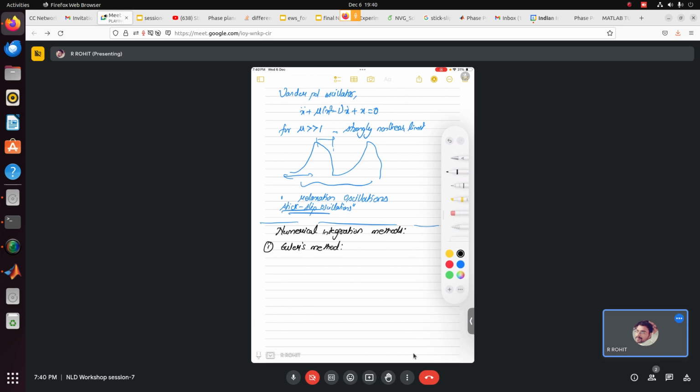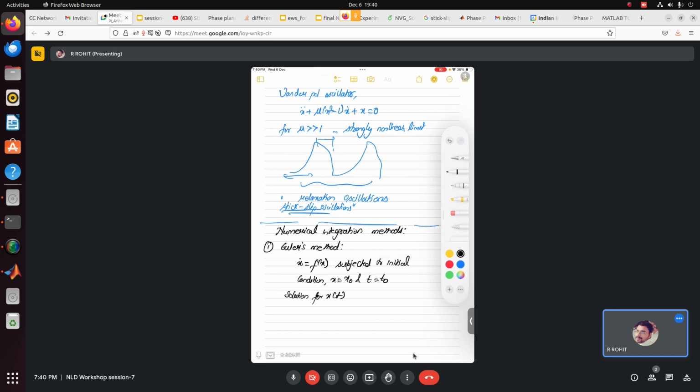In Euler's method, we have a differential equation x dot equals f of x, subject to the initial condition x equals x naught at t equals t naught. If we have this condition, we need to find, in a systematic way, an approximate solution for x of t and see how the system evolves.